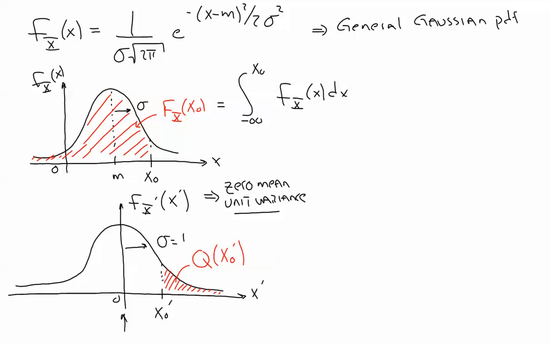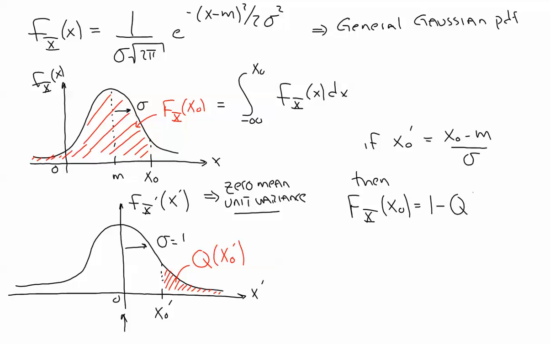So then, if x naught prime equals x naught minus m over sigma, then the cumulative distribution function evaluated at x naught equals 1 minus q of x naught prime, which is 1 minus the q function of x naught minus m over sigma.